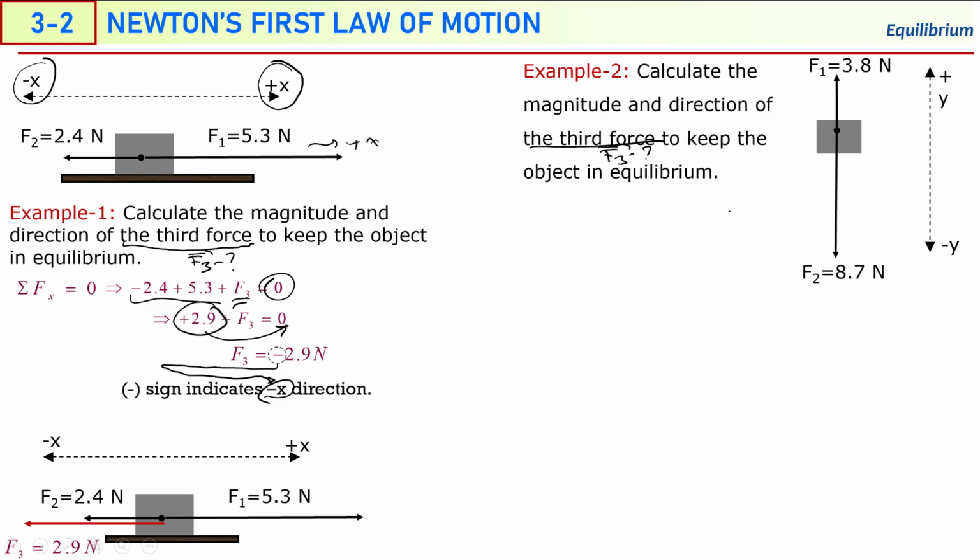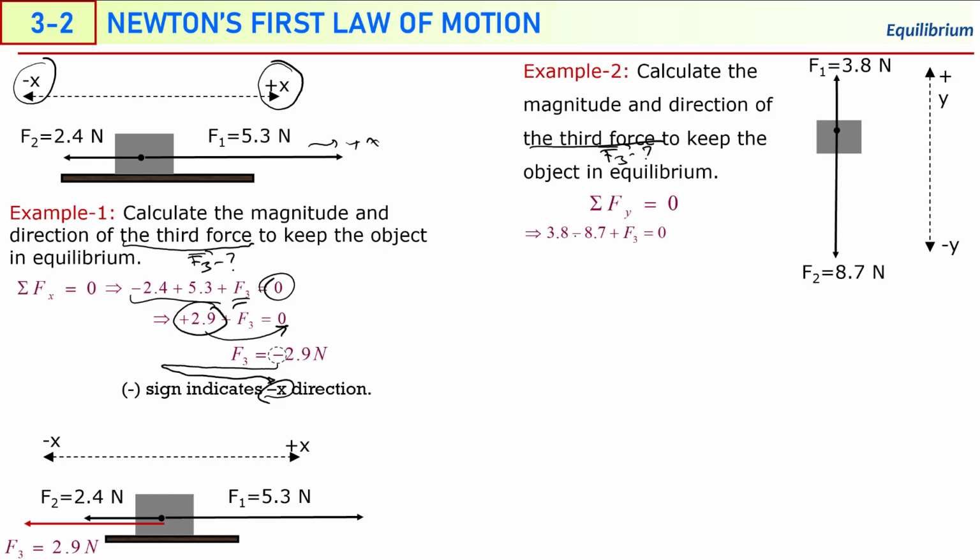This time I am going to use the sum of the forces along the y-axis must be equal to 0. I will use this equation because all the forces are along the y-axis. The forces in the positive y direction will be written as positive. The force in the negative y direction will be written as negative in this equation. So 3.8 is in the positive y direction, so I am going to write 3.8 as positive, but the 8.7 Newton force is in the negative y direction.